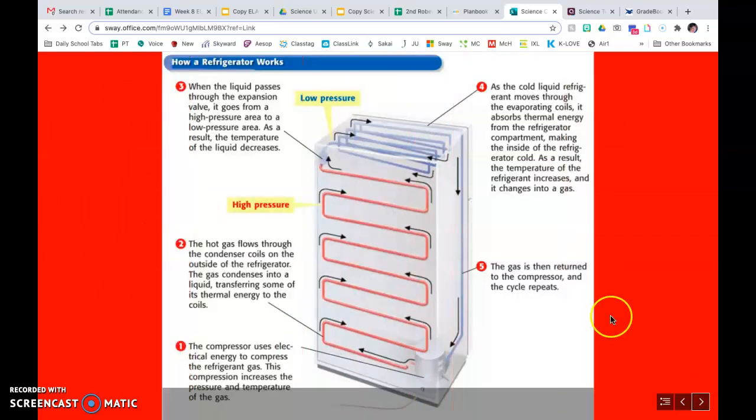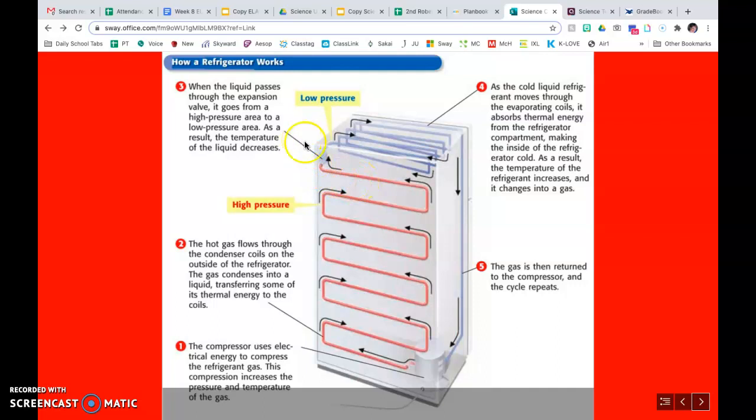And then here is the image of what is going on inside of the refrigerator. So the compressor uses electrical energy to compress that refrigerant gas. This compression increases the pressure and the temperature of the gas. You've got all these coils on the back of your refrigerator. The hot gas flows through the condenser coils on the outside of the refrigerator. The gas condenses into a liquid, transferring some of its thermal energy to the coils. That's why it's represented in red. So this would be your area of high pressure.